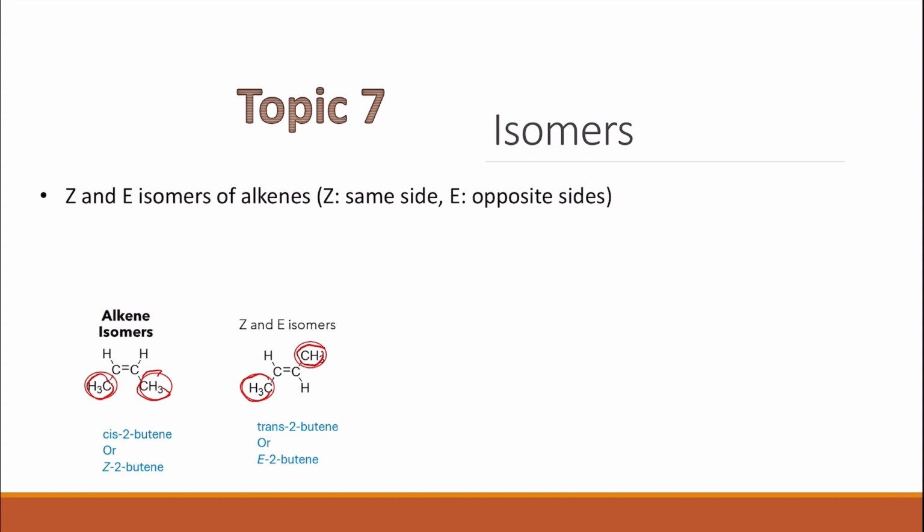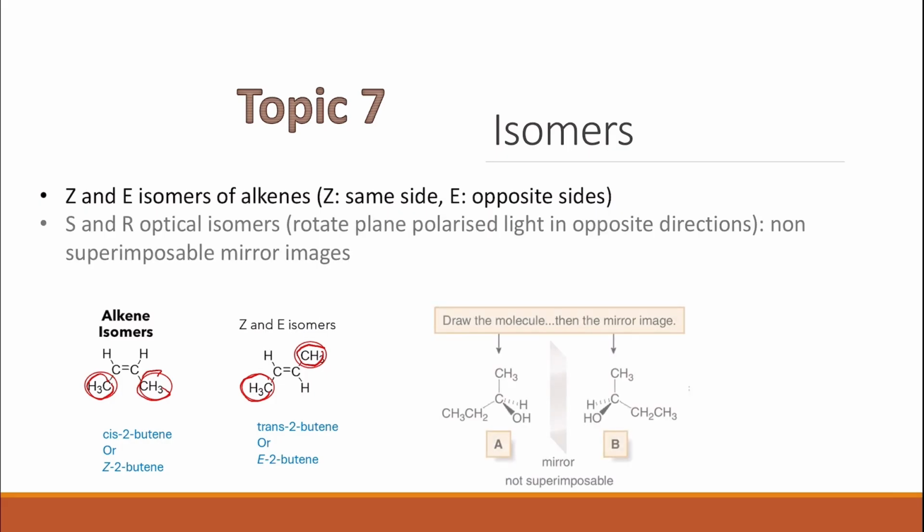The optical isomers, R and S optical isomers, rotate the plane polarized light in opposite directions, and this is how we differentiate between them. They are non-superimposable mirror images. Sometimes they ask you to draw the two stereoisomers of a chiral compound, for example, like this one. What you need to do is to put the 4 different groups around the chiral carbon, and then draw the mirror image for it. So you're going to end up with the non-superimposable mirror image, or you're going to end up with the two isomers.